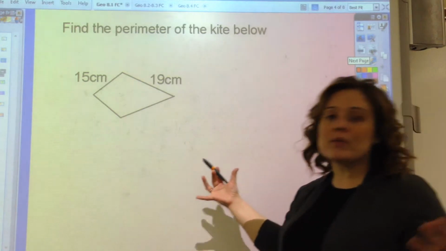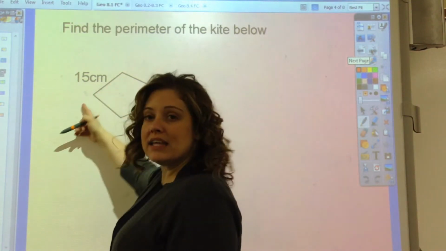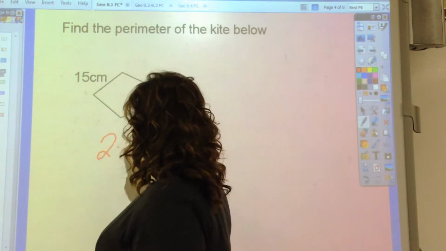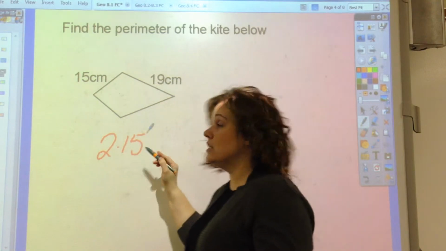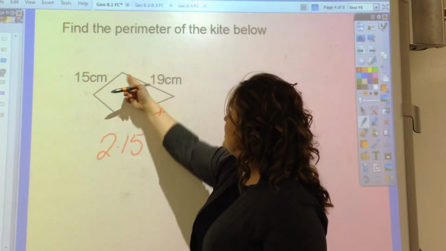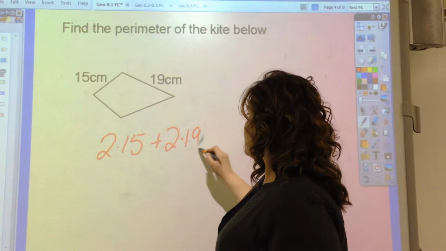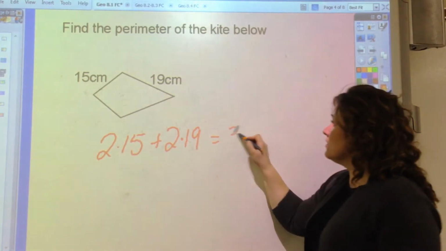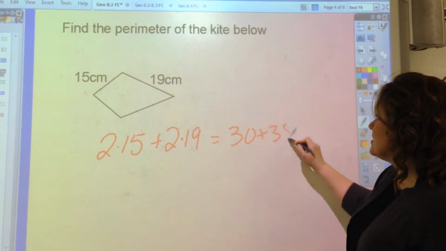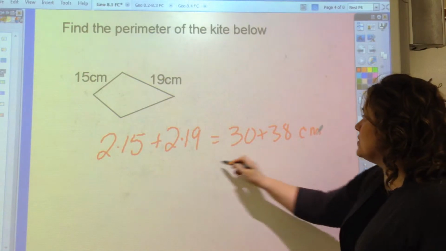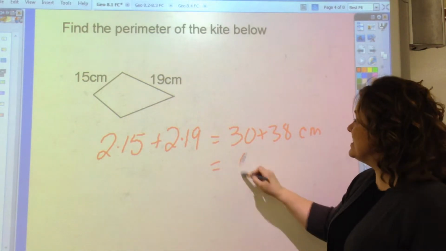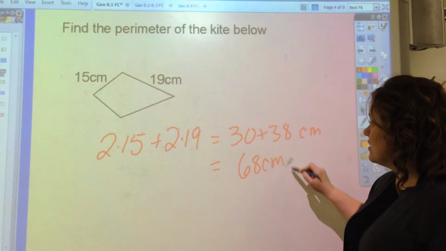Alright, so let's find the perimeter of my kite. I have 2 side lengths at 15, so hopefully you would agree I have 2 times 15, plus I have 2 side lengths at 19. That should give me 30, plus 38, and my units are going to be centimeters. My final solution is 68 centimeters.